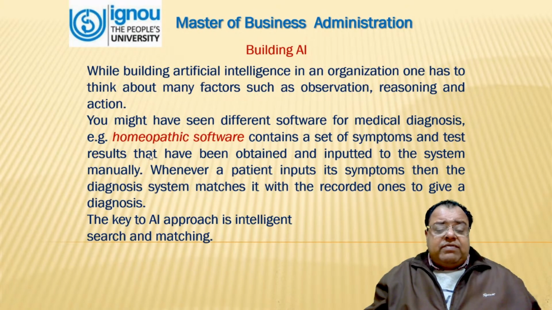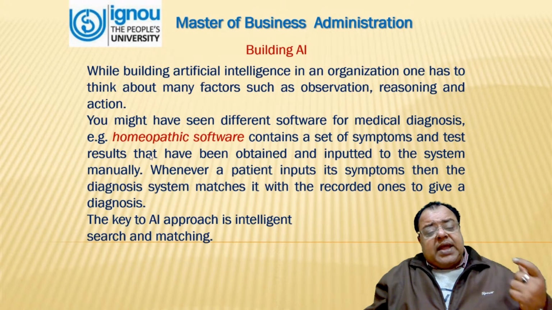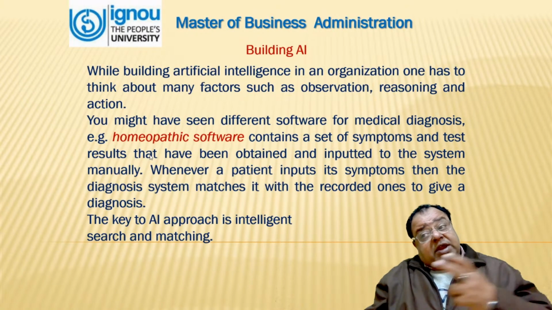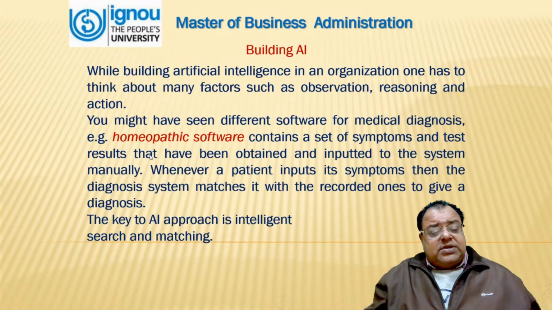You might have seen different software for medical diagnosis. For example, homeopathic software contains a set of symptoms and test results that have been obtained and inputted to the system manually. Whenever a patient inputs his symptoms, the diagnosis system matches them with the recorded ones to give a diagnosis. The key to the artificial intelligence approach is intelligent search and decision making.